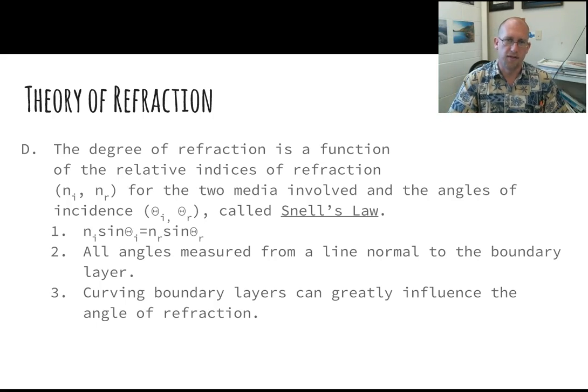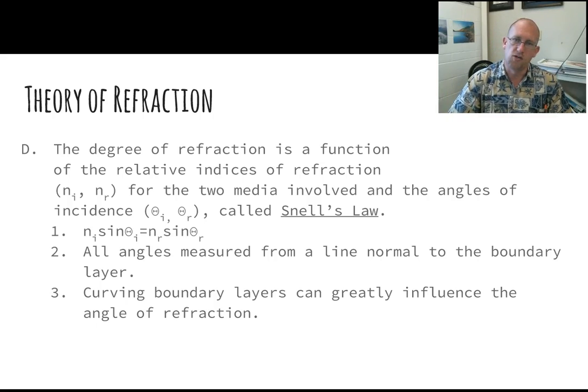This mathematical relationship, n sub I times the sine of theta sub I, equals n sub r times the sine of theta sub r. So the index of refraction in the first medium times the sine of the angle of incidence from the normal line in the first medium is equal to the same quantities in the second medium. And that's called Snell's Law.